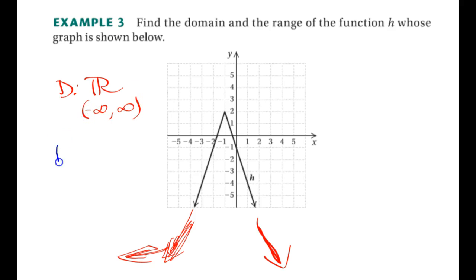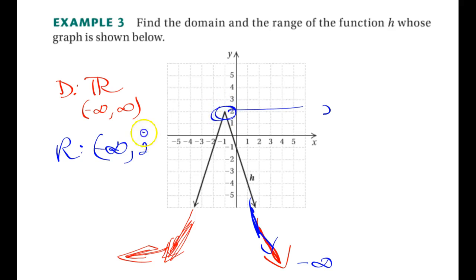The range is bottom to top, so the lowest that it goes is probably -infinity. It goes forever down. But the highest that it goes is probably a 2. So putting the lower number on the left, I'll start with -infinity, and then I'll go all the way up to 2. The question is, is that a closed dot or an open dot? And it looks like that's actually a value, so I'm going to put a bracket there.